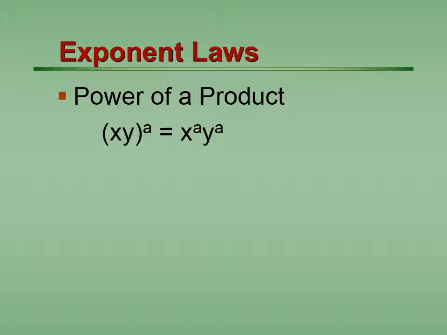So let's take a look at a power of a product. This says that if you have a product and you're taking it to a power, you distribute that exponent to everything that is in that product. So x times y, all to the a power, becomes x to the a, y to the a. So we distribute that exponent.